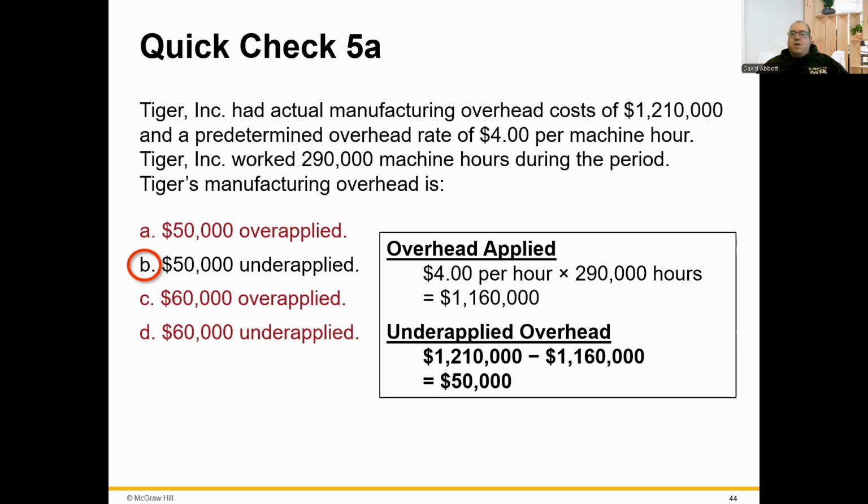So if we take 290,000 hours times $4 an hour, that should be 1,160,000. But what they actually spent was 1,210,000. So for that, you're going to take 1,210,000. That's what they actually experienced. Subtract from that the 1,160,000, which is what they initially had calculated. So they underapplied 50,000 in overhead.